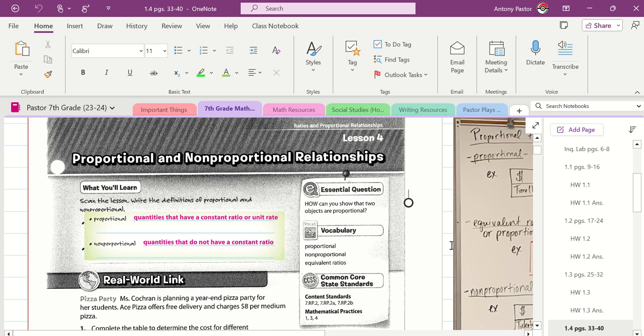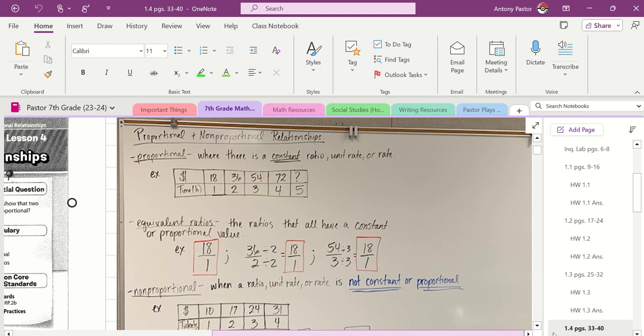P. Today we're doing Chapter 1, Lesson 4. This is 7th grade math. Today we're going to be talking about proportional and non-proportional relationships. This one may be a quick one because it's just introducing what are proportional, non-proportional, and equivalent ratios. So let's look at our notes.